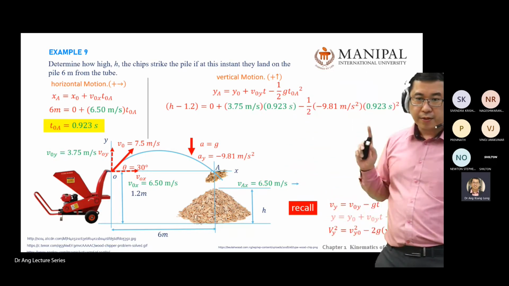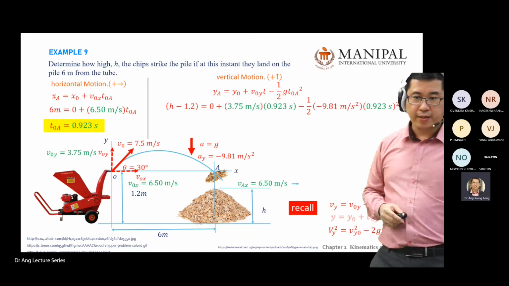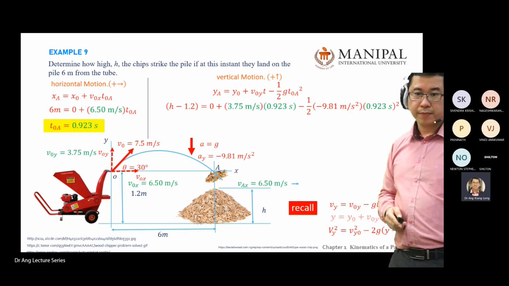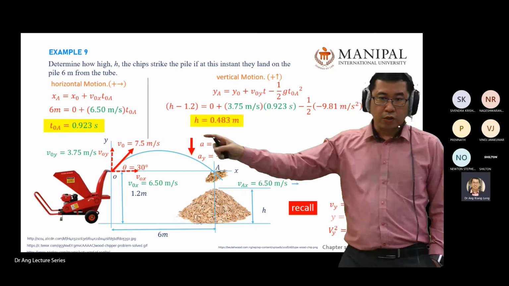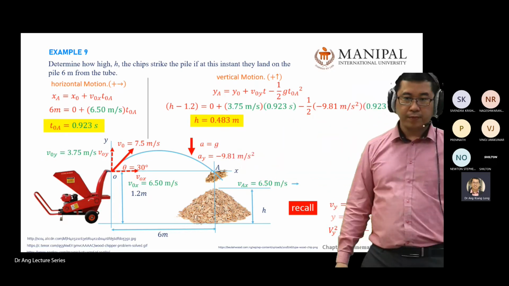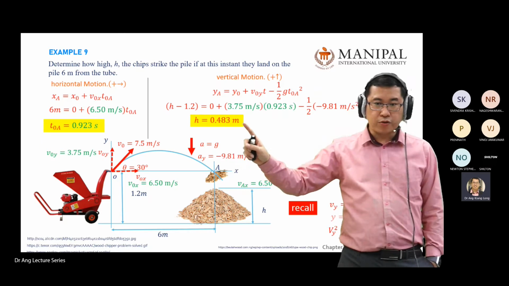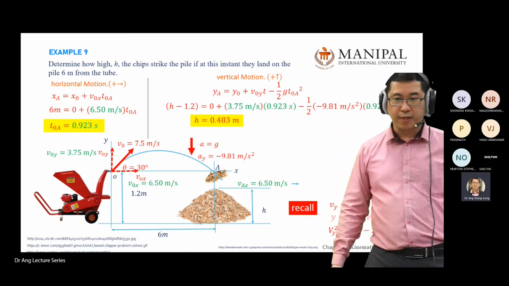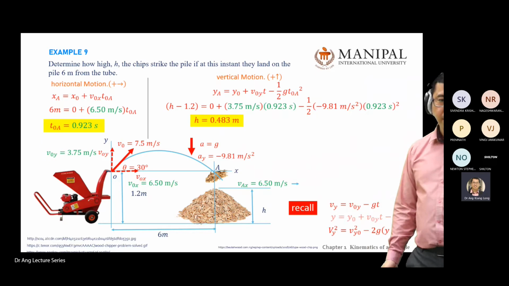And your time also known. 0.9 square. You solve this equation. You'll get H equal to 0.483 meter. Means your H is 0.483 meter here.